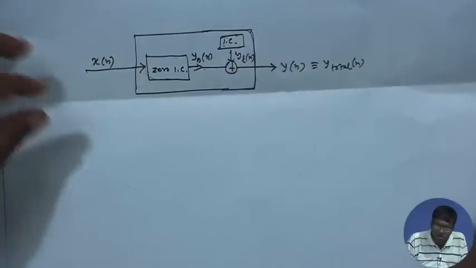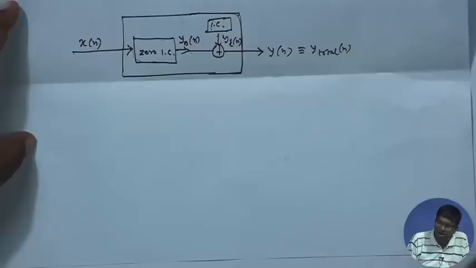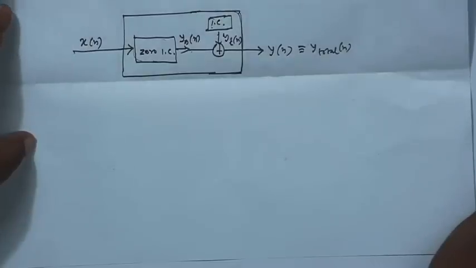All right. Now, the question is, from this we will be able to understand whether the system is linear and shift invariant. All right. This I do in the next half.